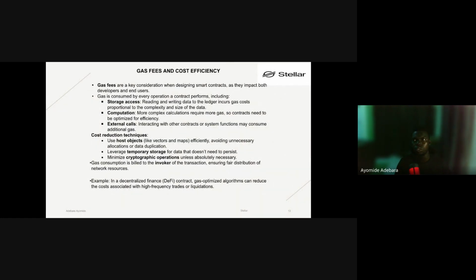So we move on to gas fees and cost efficiencies. One thing you have to think about when you're writing a smart contract is how efficient your code is. And when we are talking about efficiency, you start thinking of gas fees, of how much it costs for just a call of a function in your smart contract.